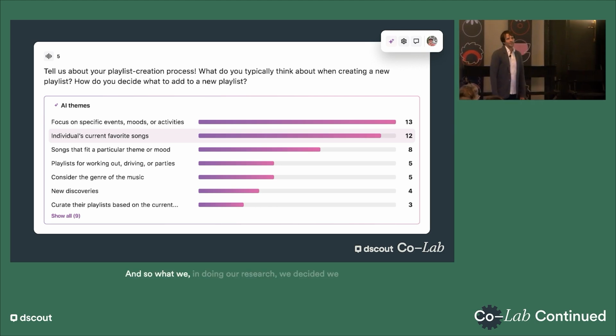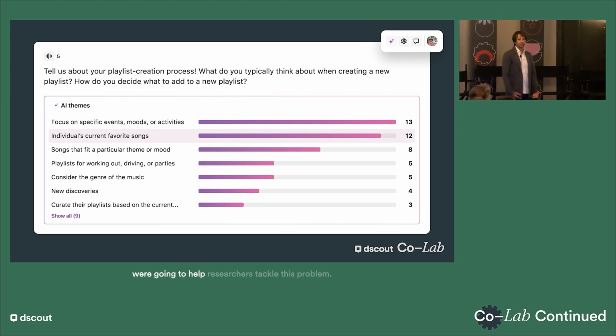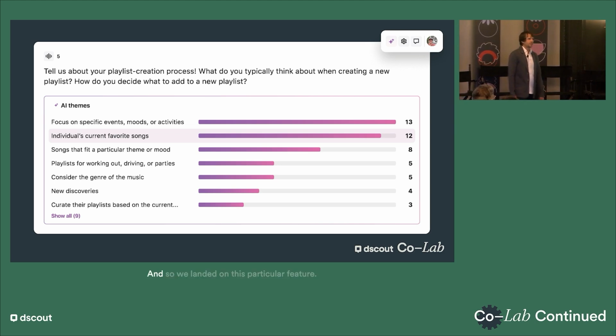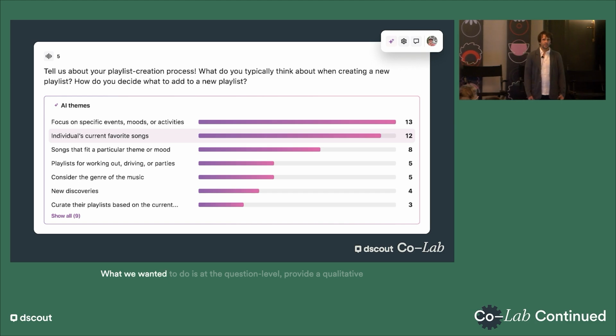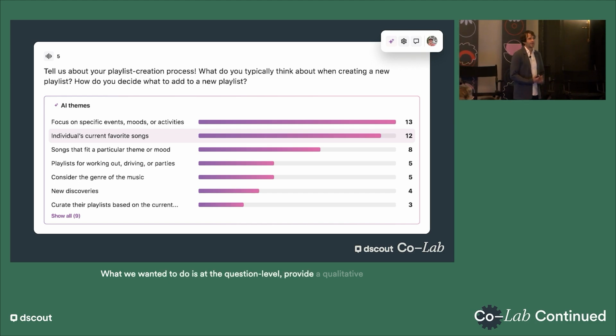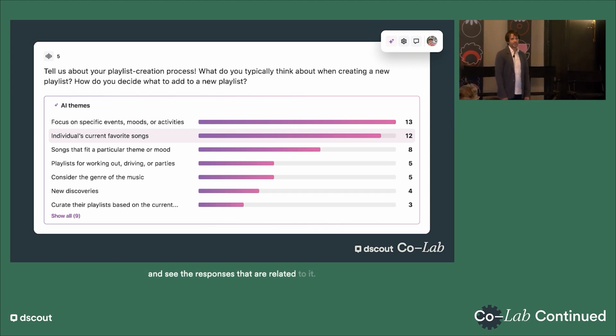And so in doing our research, we decided we were going to help researchers tackle this problem. And so we landed on this particular feature. What we wanted to do is at the question level, provide a qualitative theme list of commonly occurring themes within that question. So you very quickly click on each one of these and see the responses that are related to it. The idea giving you a jumping off point.